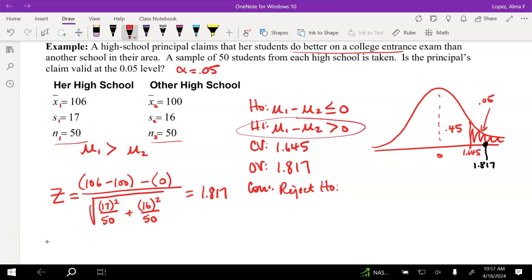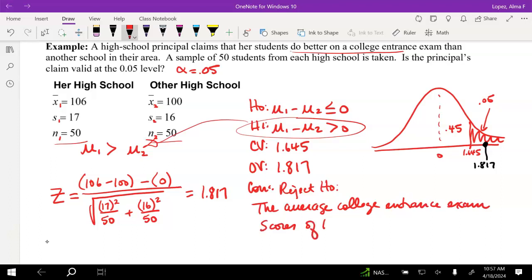I'm going to write what this guy says. Now, to be able to write what he says, you actually take it back into this format. You would move the mu sub 2 over to the other side. And now I can say, you know what? The average college entrance exam scores of her students is higher than other high schools.